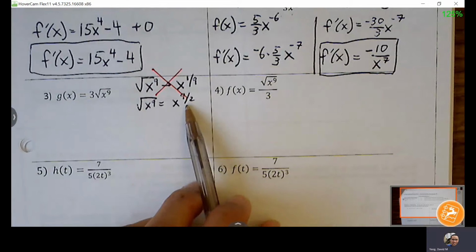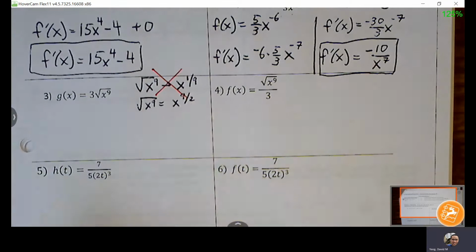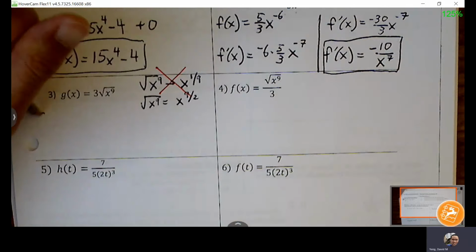Okay, good so far? So I'm going to put that 3 back into the problem.